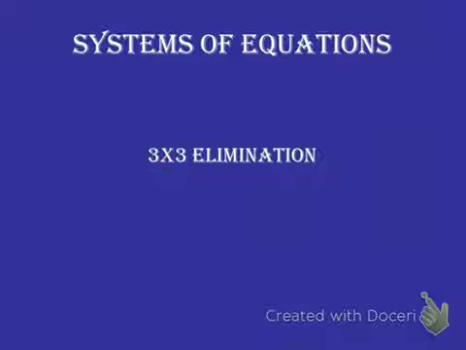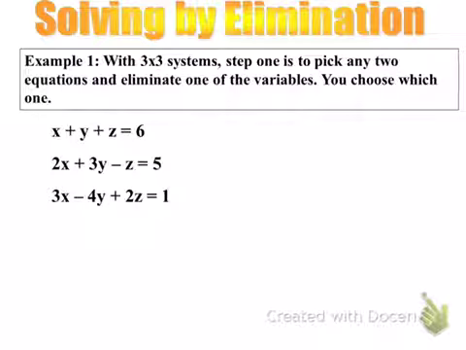3x3 systems of equations look like this. Three different equations with three different variables. What kind of equations are these? x plus y plus z equals 6. What kind of equation is that?